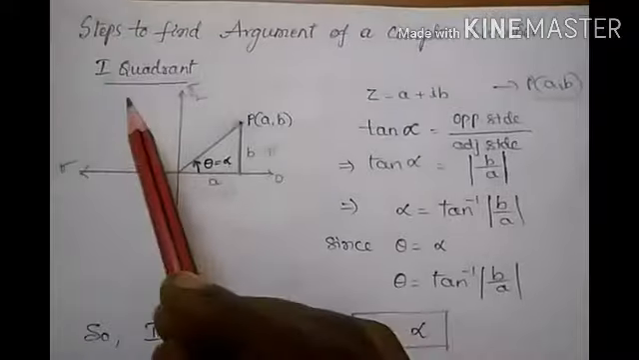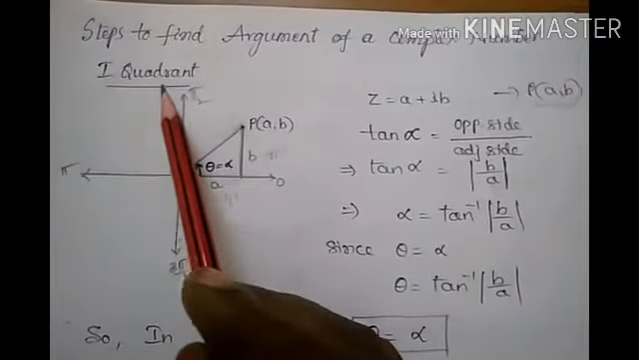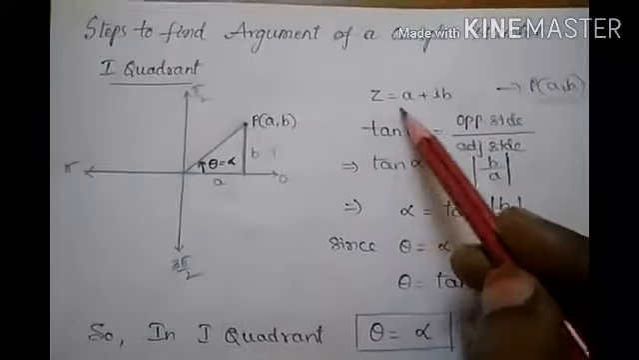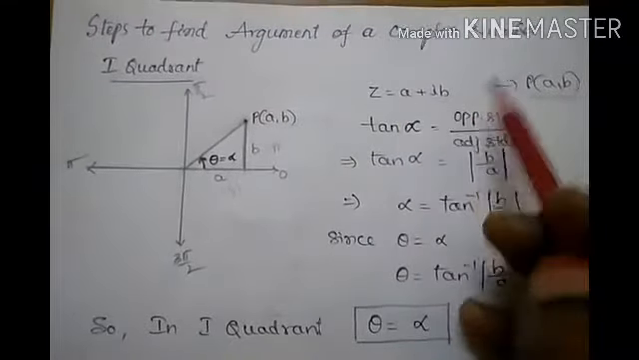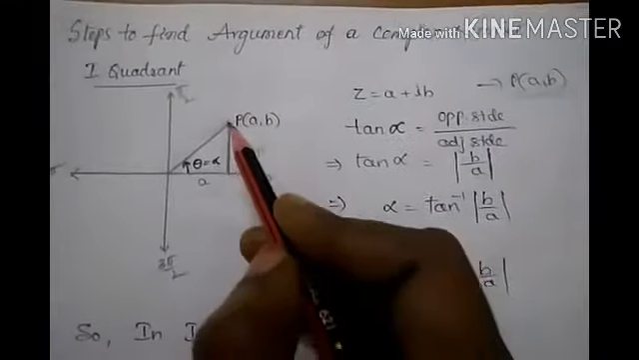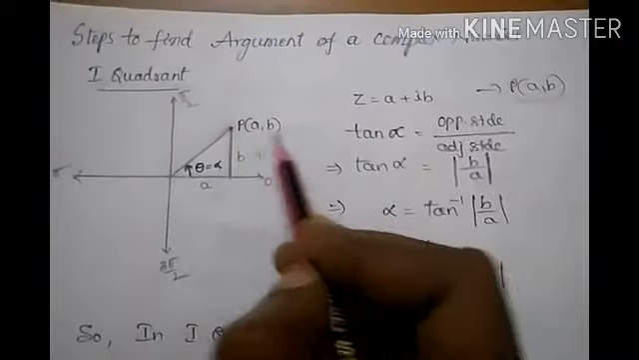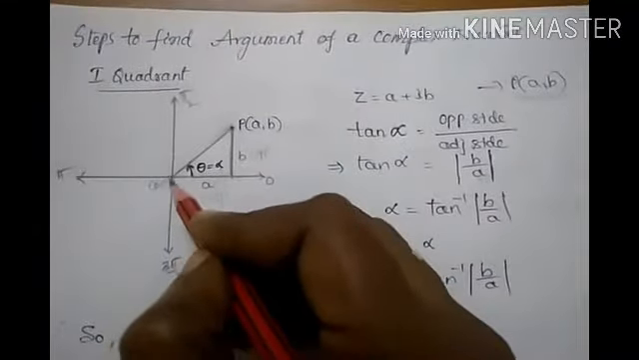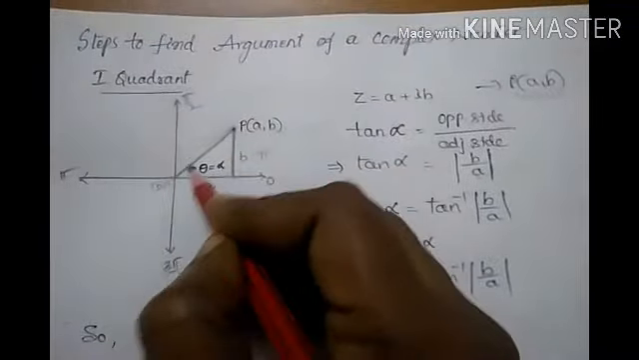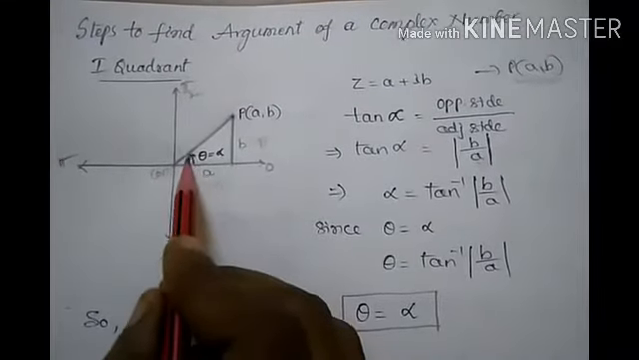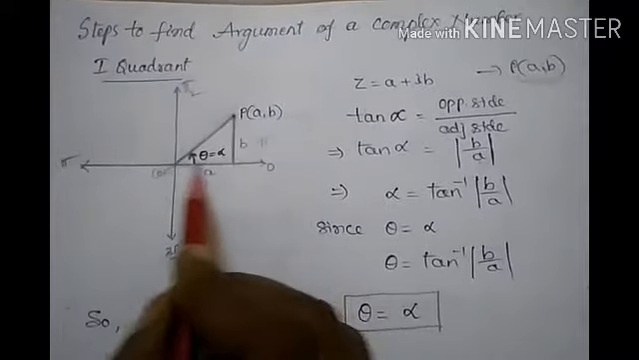The first one, if the complex number lies in the first quadrant. Let us take z equal to a plus ib. Then the point (a, b) lies in the first quadrant. Here is the point in the first quadrant. Now join the origin and this point. Now this OP line makes an angle theta with the positive real axis.